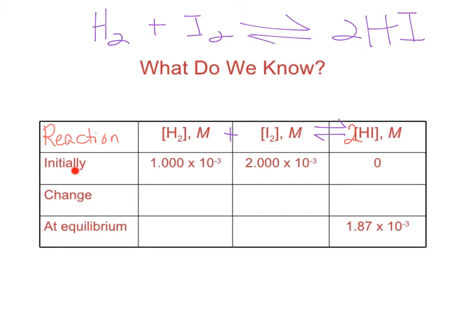So then in our next row, we have the initial concentrations. So our problem said initially we had 1 times 10 to the minus 3 molar of H2. It said we had 2 times 10 to the minus 3 molar of I2. And since it's initial, it told us that we just put these into a vessel and they haven't reacted yet. So our initial concentration of product was 0. Now we have here a row for change, and we have not put anything in it because we have not yet calculated how each of these are going to change. And then our final row is at equilibrium, and the problem did tell us that at equilibrium our concentration of HI was 1.87 times 10 to the minus third molar, so we write that down.